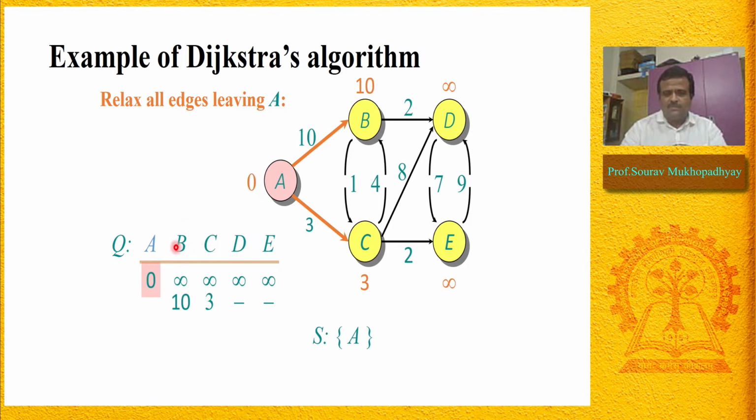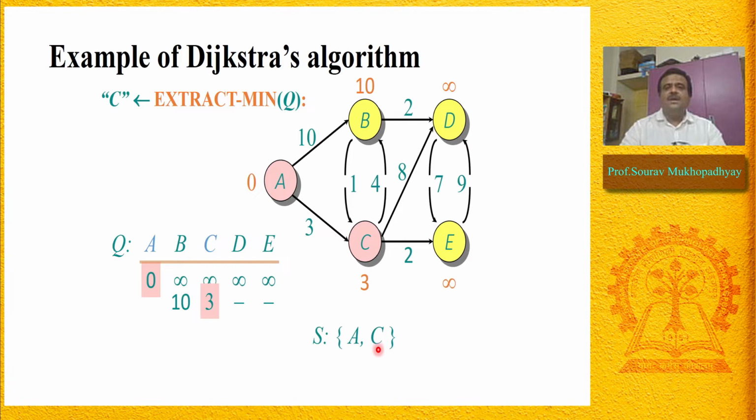Now again we check whether Q is empty or not. Q is not empty, we have 4 more vertices to go. Then we extract the next minimum from Q. These are all the vertices in Q; these two have key value infinity, and 3 is the minimum. So, C will be extracted. C will be our new U. C will be extracted from Q and added to S. Now, this is the weight of the shortest path from S to this node. This is basically our key value of C.